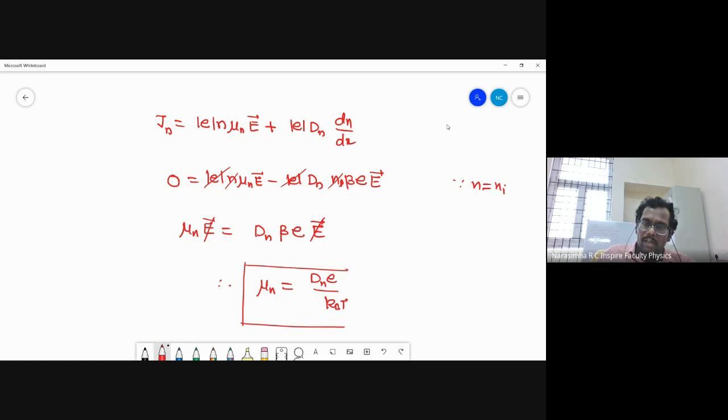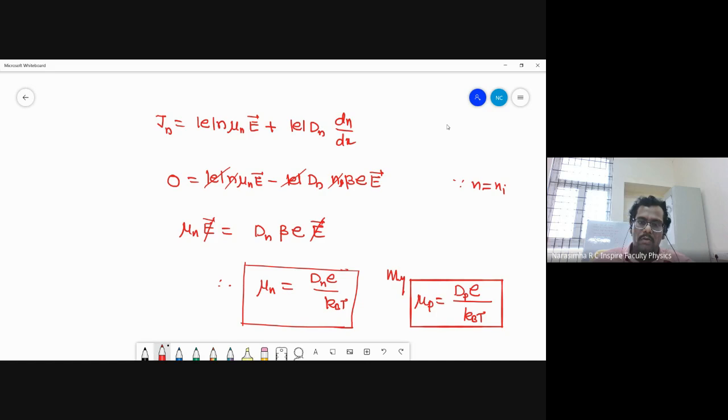So similarly, you can write down the mobility of holes is equal to D_p, the diffusion coefficient of holes, times charge of a hole over k_B T. So this relation is valid only under the equilibrium condition, that you have to keep in mind. And this is only for intrinsic semiconductors, not for extrinsic. By using these two relations, you can find the diffusion coefficient in terms of mobility. It depends on the temperature. I have a problem for you, but there's no time, so we'll discuss it after some time. Or maybe I'll put this question at the end of the lecture.